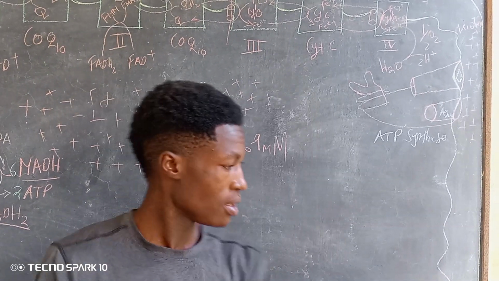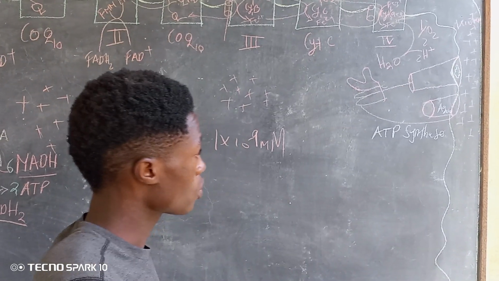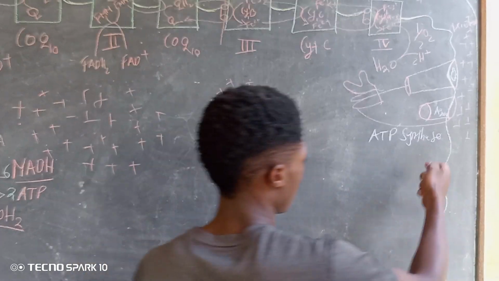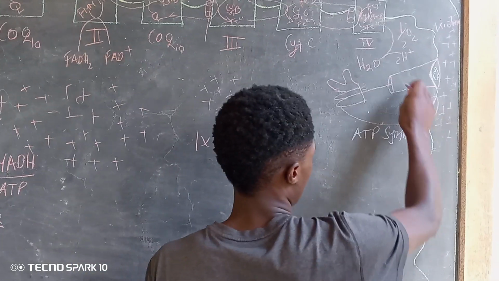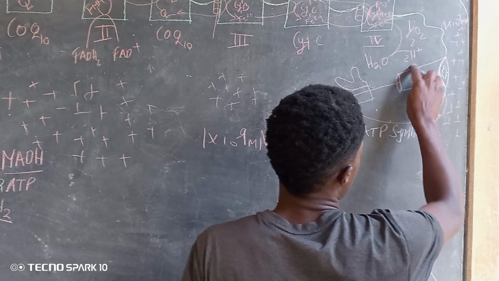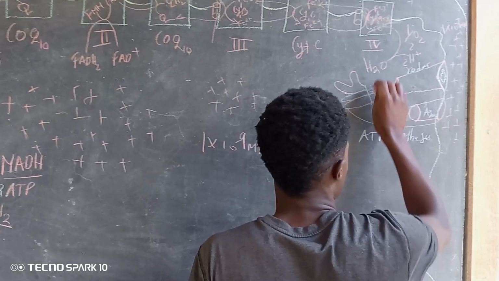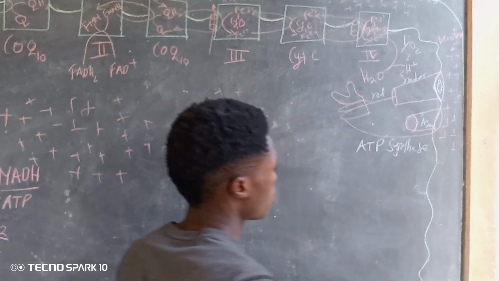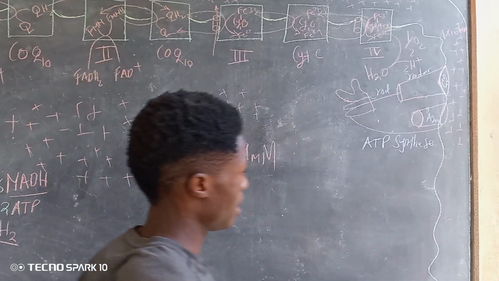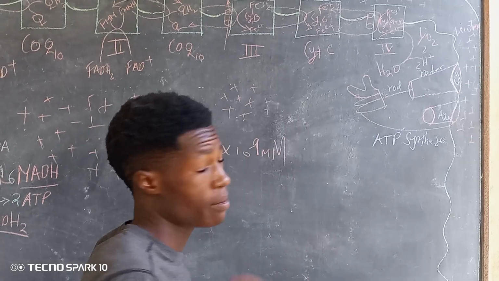Whenever it takes the protons and passes them over, it's going to rotate. Whenever it rotates, the ATP synthase also rotates. You can call this part of the ATP synthase the rotor, because it rotates. So this rotation of the ATP synthase is going to lead to generation of some potential energy.